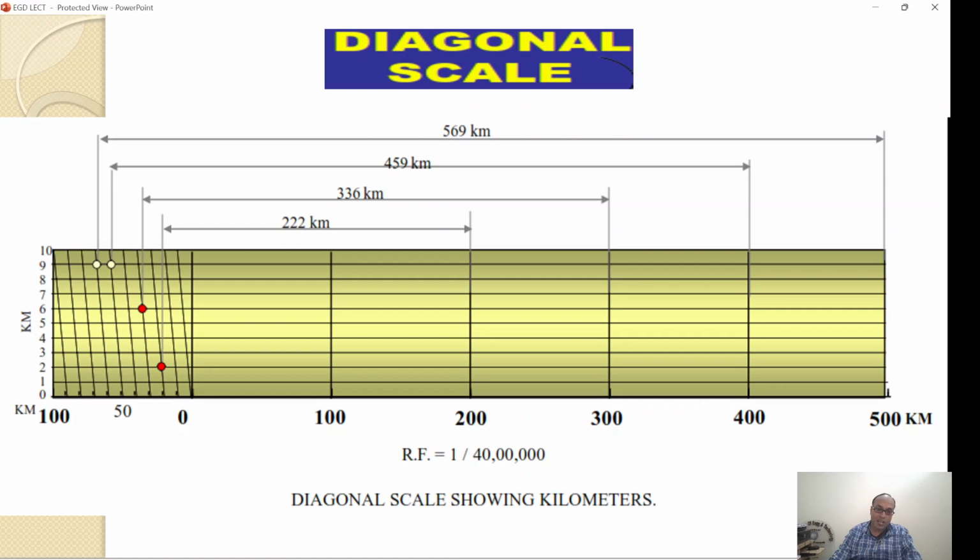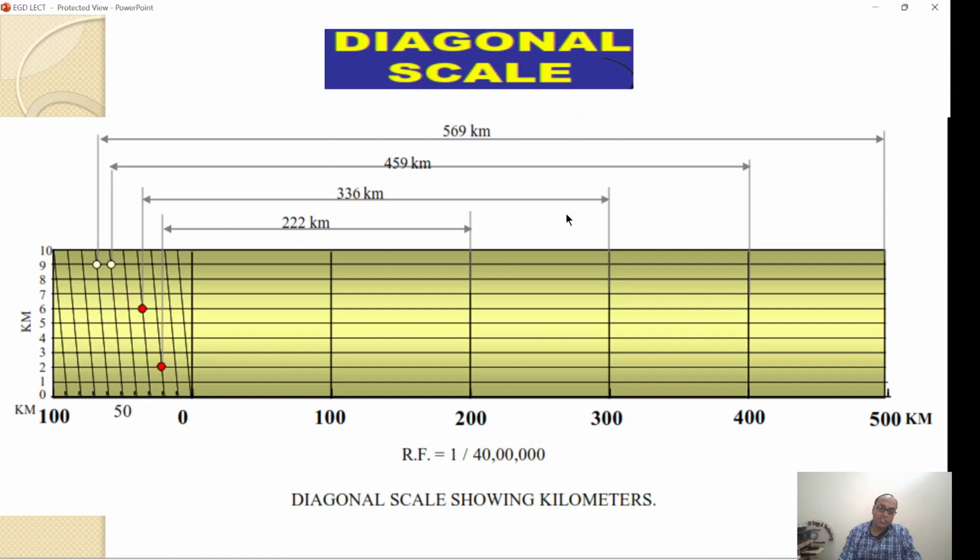So further we have to mark 2 kilometers, that is 222. To mark this 2 kilometers, we have to move upward. So this is from 220, this is 21, this is 22, the red mark. And from here we have to draw a vertical, and this distance is 222.